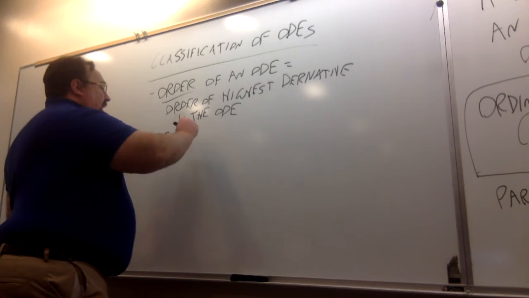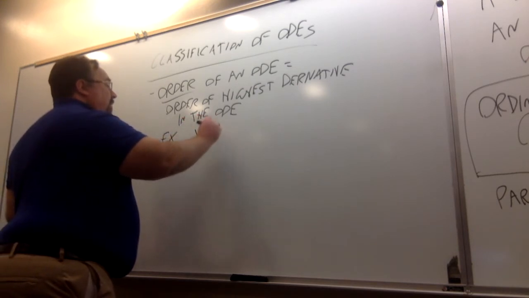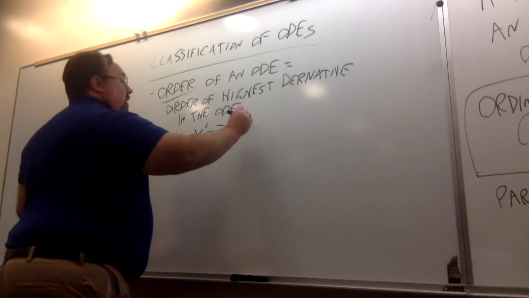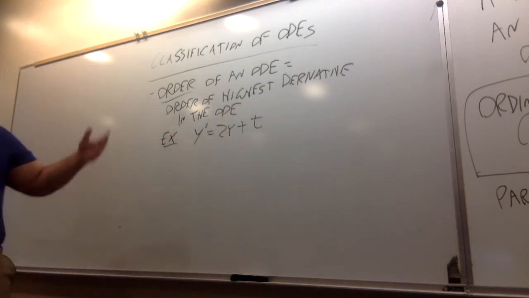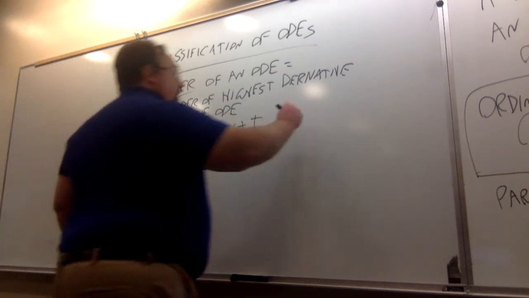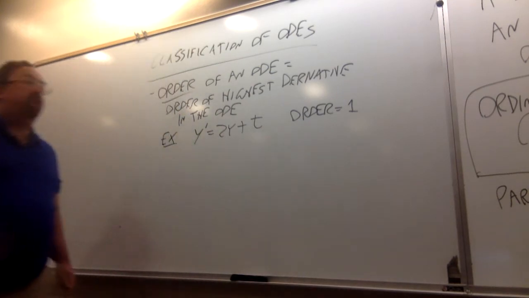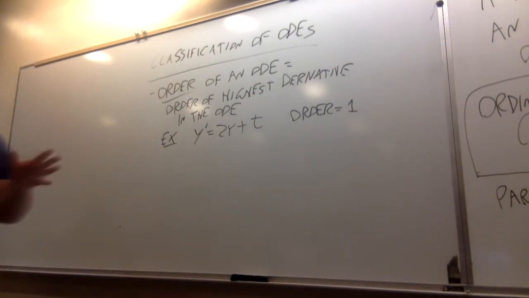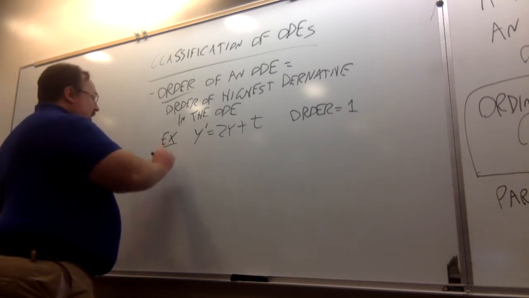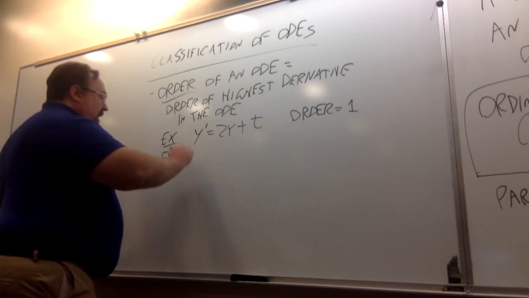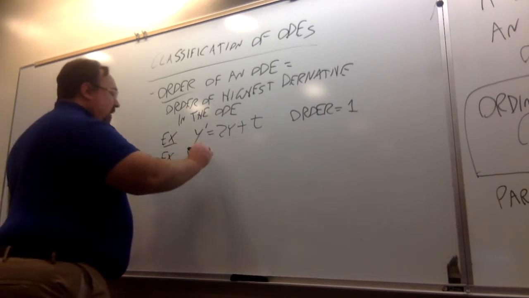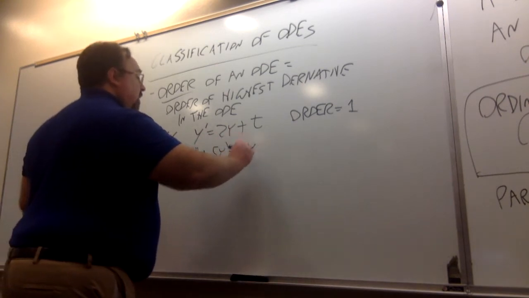So some examples of that. So like y prime is equal to 2y plus t. So there's only one derivative of this equation. It's a first derivative. So we call that a first order ODE. So the first major portion of the course, like chapter 2, is going to be all about exclusively first order DEs. Okay. Later, we'll get to higher order, beginning with second.